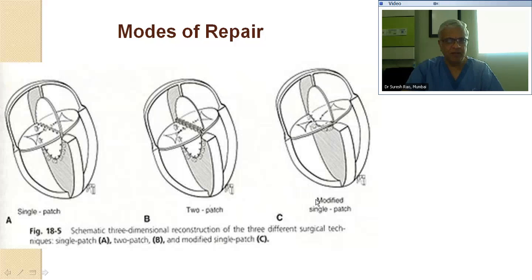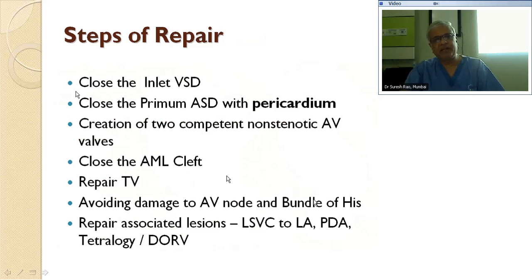What are the steps of repair? We close the inlet VSD, we close the primum ASD with pericardium. We don't close it with synthetic materials because sometimes the mitral jet hits that and you can get hemolysis from that. So always the primum ASD is closed with pericardium. We create two competent non-stenotic AV valves, at least we aim to do this. Close the anterior mitral leaflet cleft, repair the tricuspid valve.